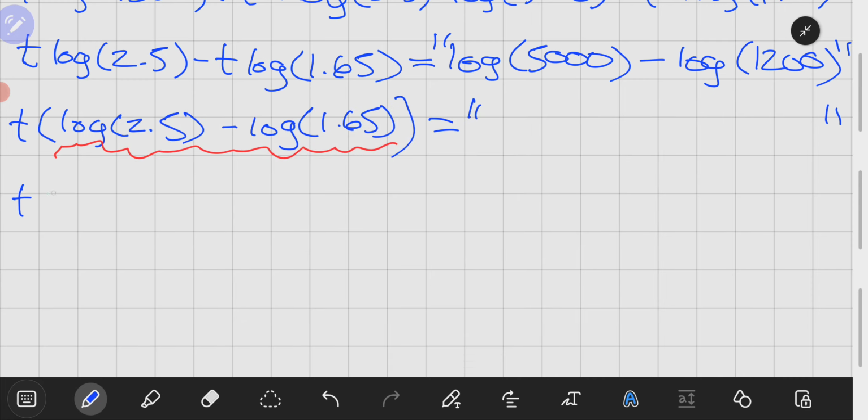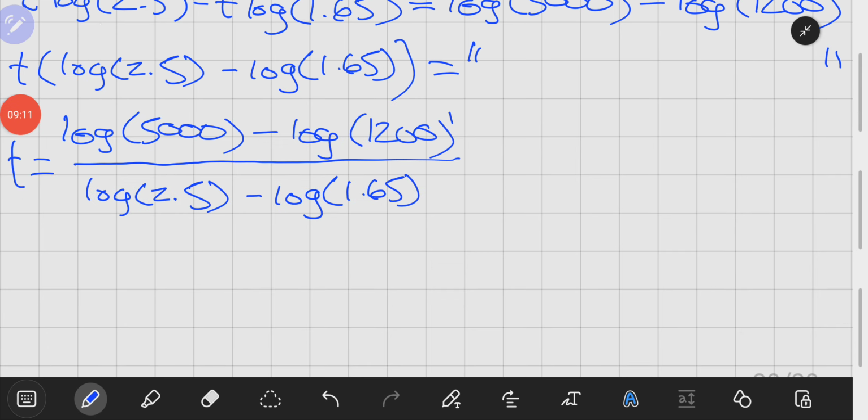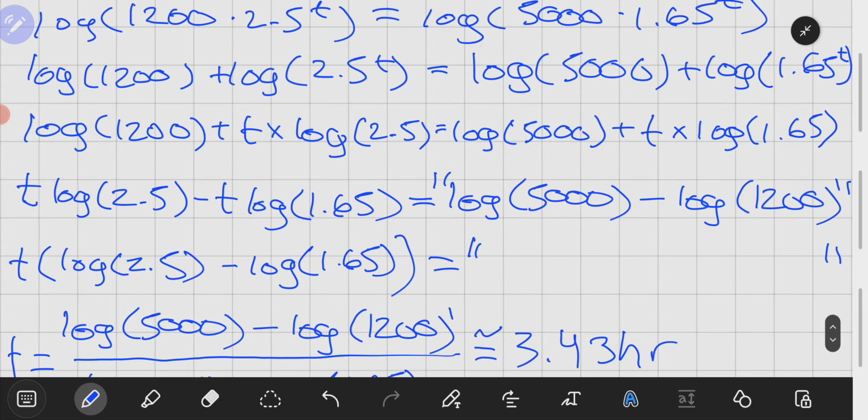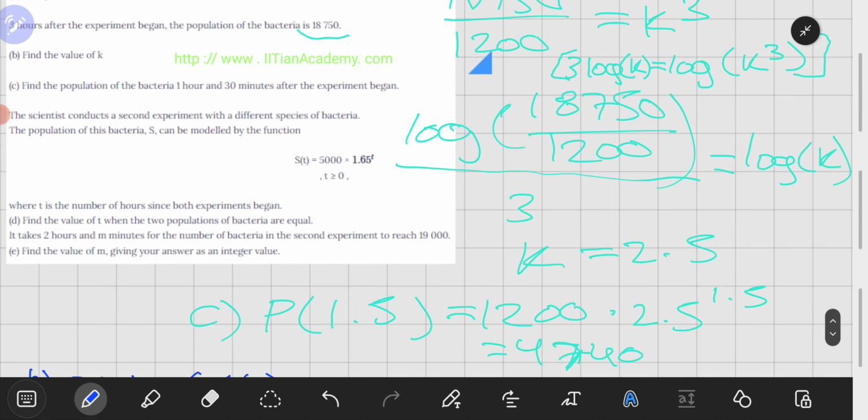So that we get T is equal to the following, and after we compute it, it should approximate to 3.43 hours. And that is our answer for question D.